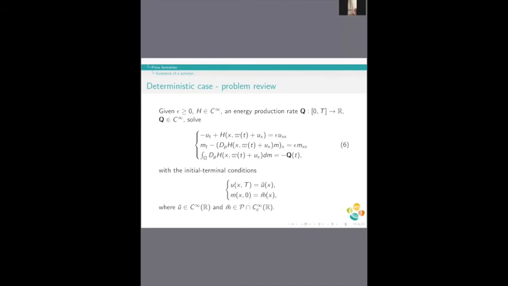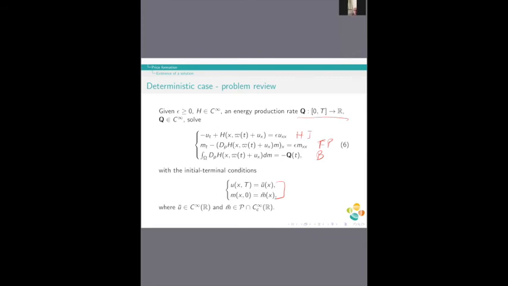So let me remind you the problem. We are given an energy supply rate. We want to solve a Hamilton-Jacobi coupled with transport or Fokker-Planck coupled with the balance condition with initial terminal data. So this is somehow the problem that we want to solve.